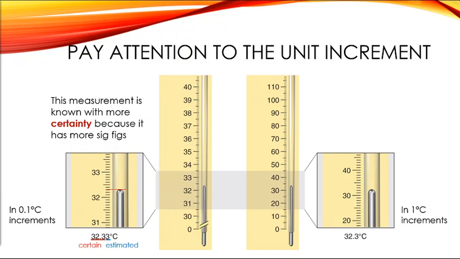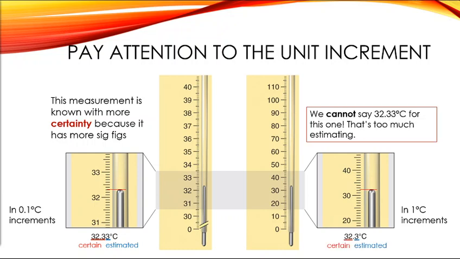And so on the right side, you'll see that the increments are 1 degree Celsius. So the same measured value, the same temperature, but here, because we're going from 30 to 40, and there are 9 marks, this line represents 31. That's 32. That's 33. And so here, the only certain value, the most certain we can get with this instrument, is 32. But again, because it's not right on that 32, we have to say 32.3. We have to give an estimated digit. But please note here, you cannot say 32.33 for this one because that's too much estimating.